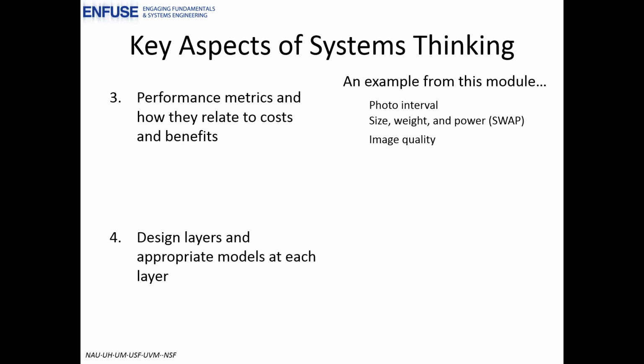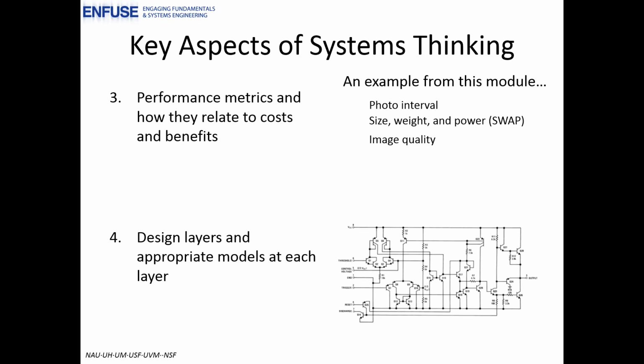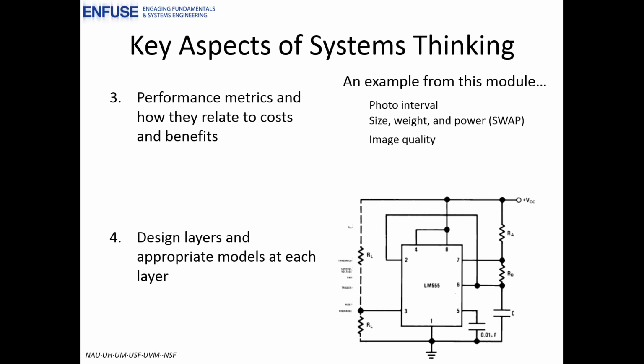For number four, we looked at design layers and appropriate models at each layer. So for example, here is a model of the 555 IC, but we didn't really focus on this because it's not an appropriate model. Instead, we looked at the 555 IC as more of a black box here, and we looked at the external circuit that we build around that, so that we can program the frequency of its operation.